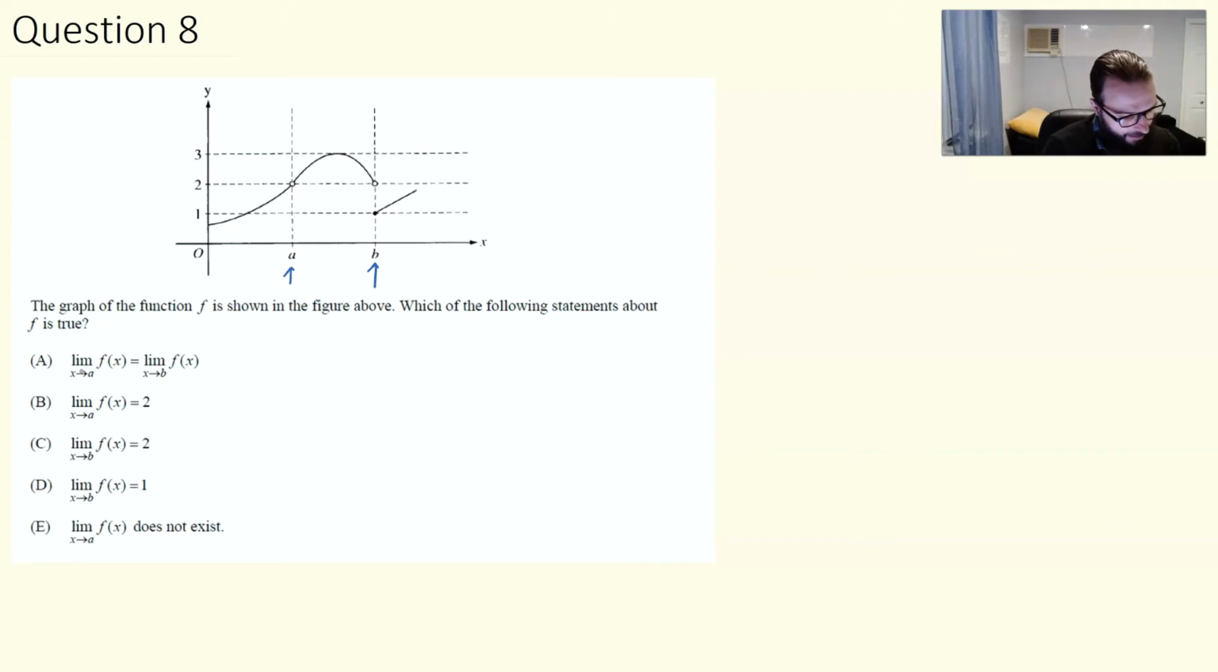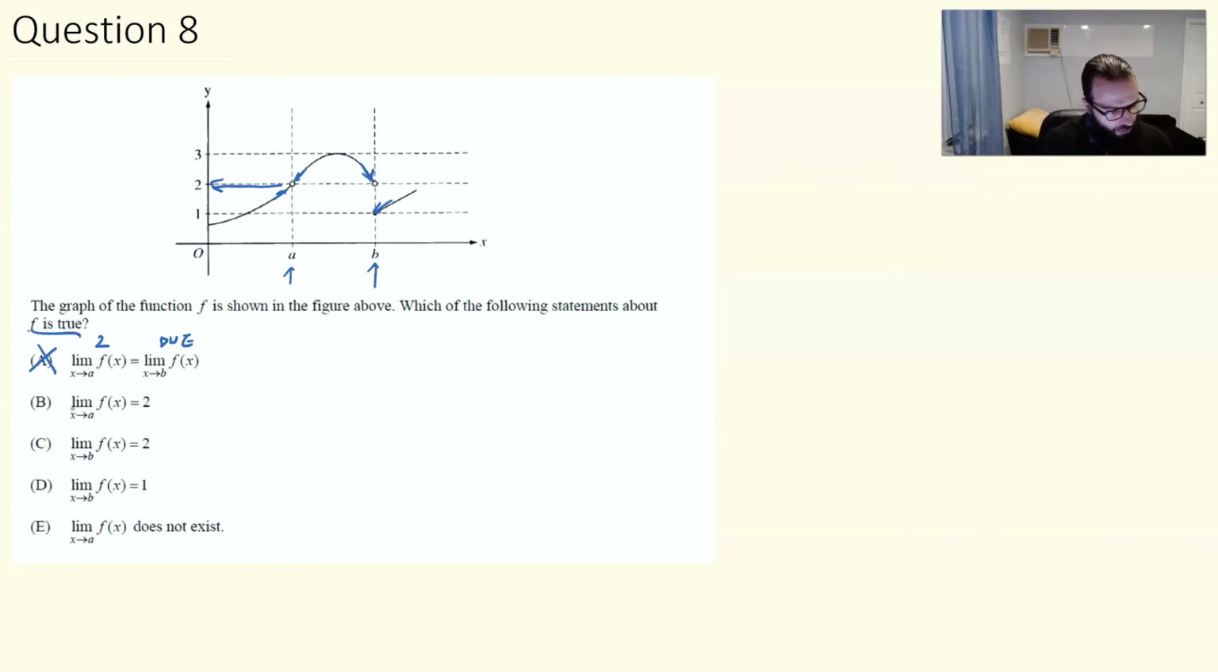The first is asking, is the limit as x approaches a of f of x equal to the limit as x approaches b of f of x? Well, let's take a look. The limit as x approaches a of f of x is 2. The limit as x approaches b of f of x actually is going to not exist because we have a left-hand limit that is 2 and a right-hand limit that is 1. So choice A is not true. We're looking for the one that is true.